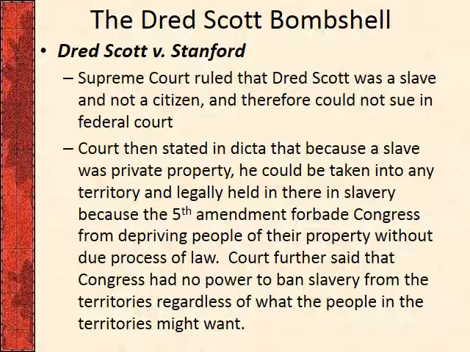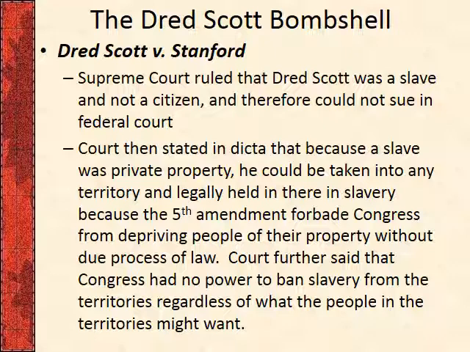However, then the court really screws up, because the opinion should end there. But then in dicta, which is basically extra that the court says that really isn't enforceable, and they really shouldn't say it at all, but they just can't help themselves. They're lawyers. What do you want? The court then states in dicta that because a slave was private property, he could be taken into any territory and legally held there in slavery. So you could take him all the way to Maine, you could take him to Massachusetts, you could take him to Illinois. It doesn't matter where you take your slave.